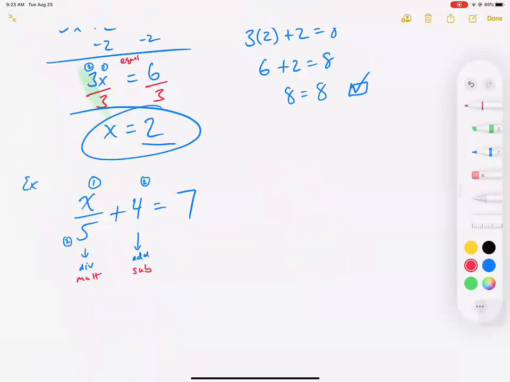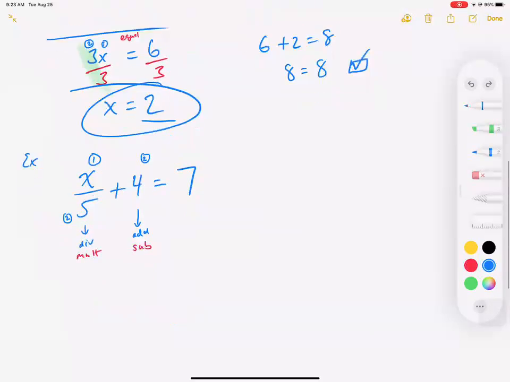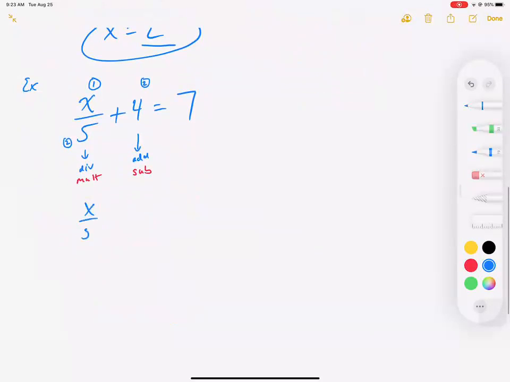Again, my little hints here are more practical. So x over 5 plus 4 equals 7. Rewriting it so you guys can have this nicely in your notes, I'm going to subtract 4 from both sides. And 4 minus 4 is 0. That's our whole goal, to clean this up on my left-hand side. And 7 minus 4 is 3.